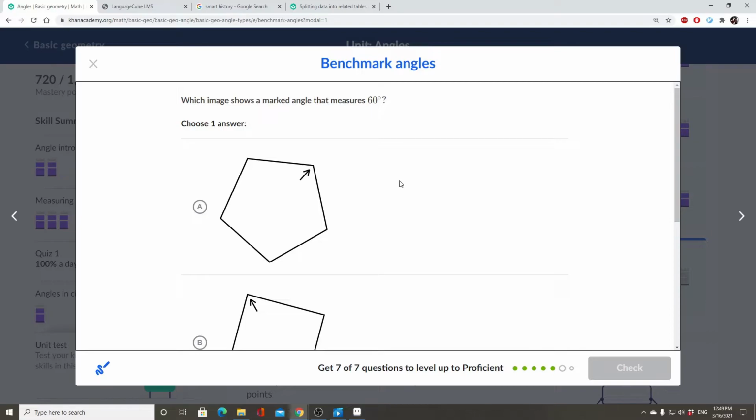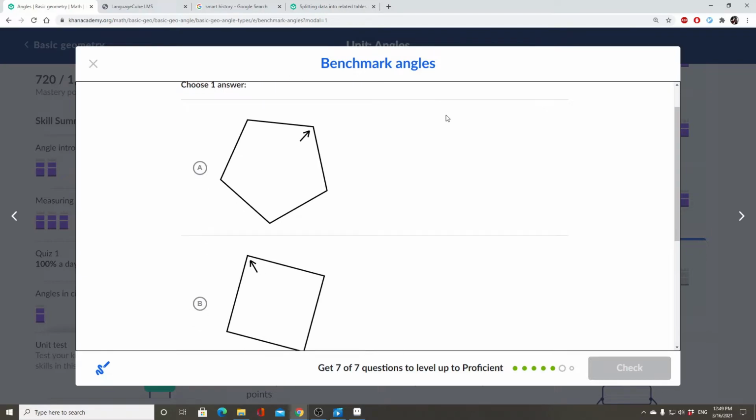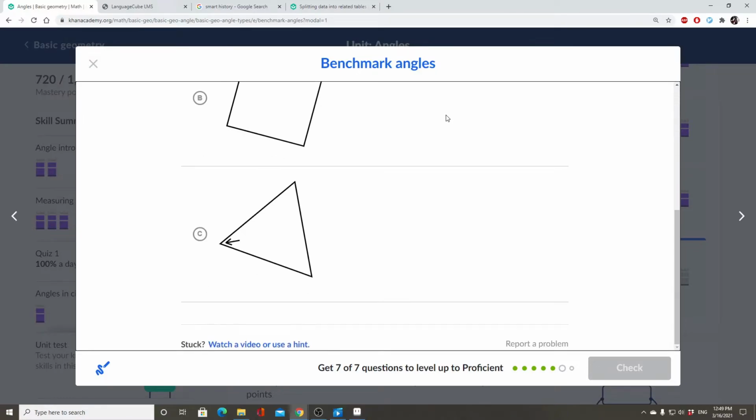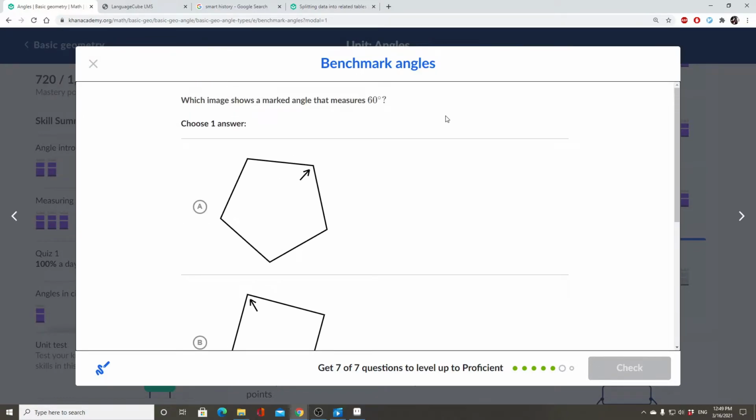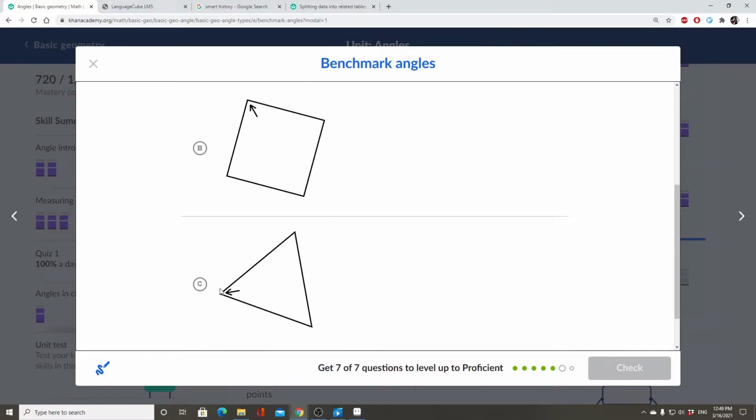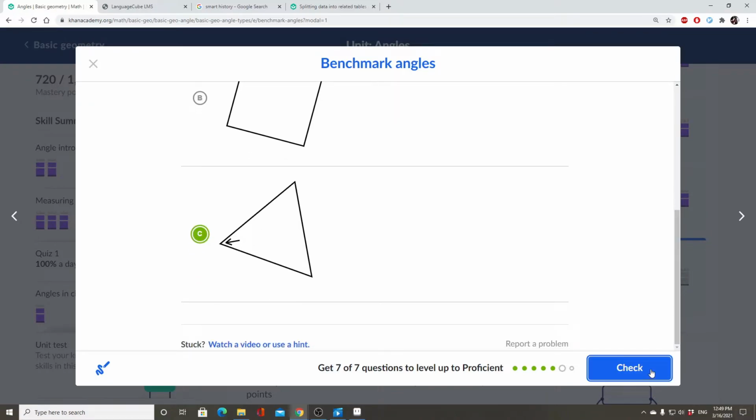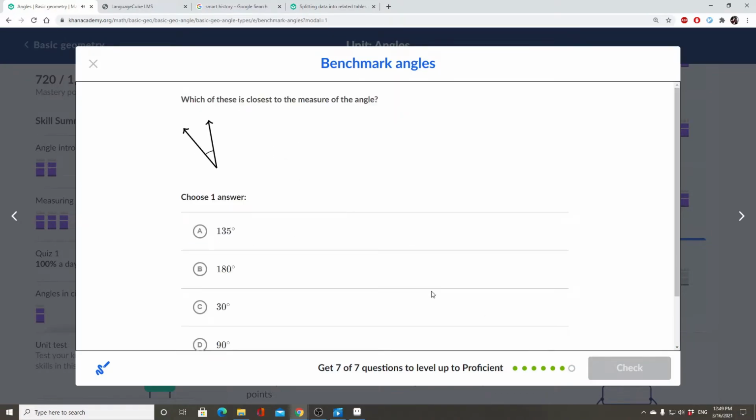Which image shows a marked angle that measures 60 degrees? Sorry, my nose is a bit stuffy today, so pronunciation is hard. Well, let's see. This one. Oh, 60 degrees. Right. This guy. Yeah. 60 degrees is definitely an acute angle.